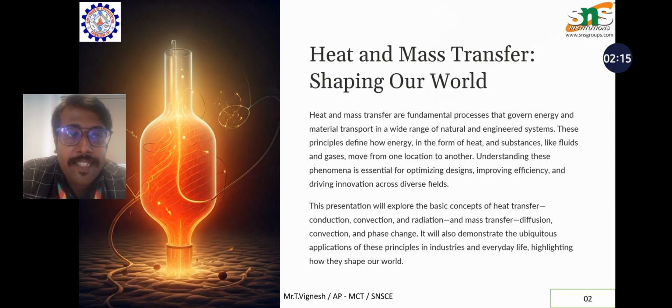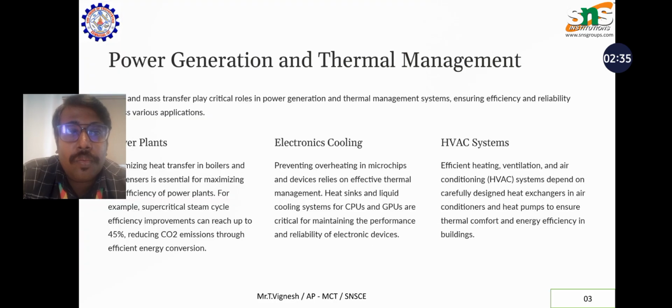These principles define how energy in the form of heat, and substances like fluids, that is liquids or gases, move from one location to another. Understanding this phenomenon is essential for optimizing design, improving efficiency, and driving innovation across multiple fields. Let us explore this. The first one is power plants.